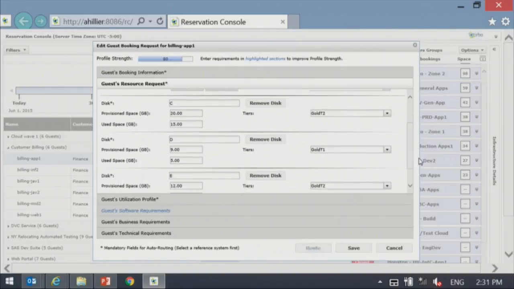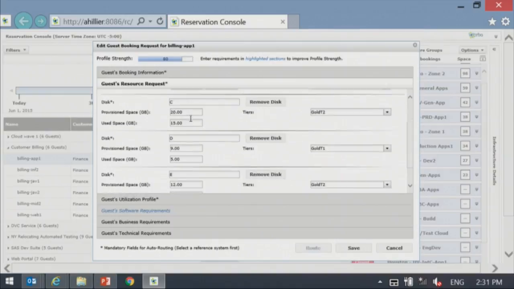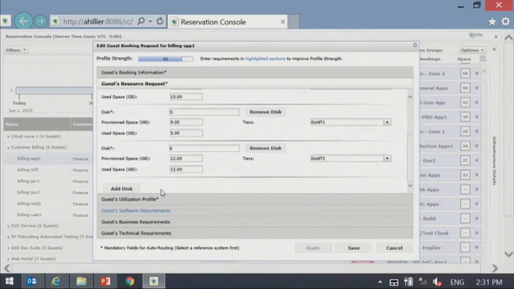It has 3 drives, and they have different amounts of configured and/or used space and different tiering. So now we're starting to get a little more complicated. I need to find a place for this to go that has enough gold tier 2 and gold tier 1 storage to meet the needs of this VM, and not just this VM, but the other 5 that go with it. So now I'm starting to get into not only allocations of resources.